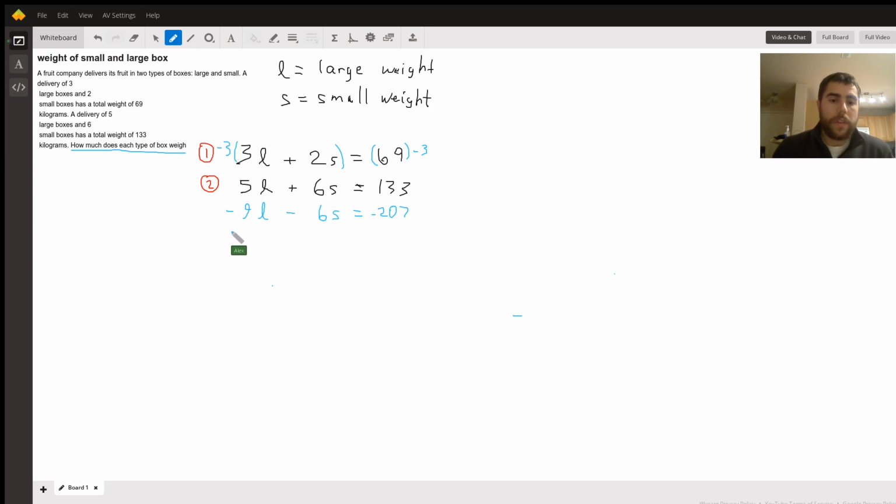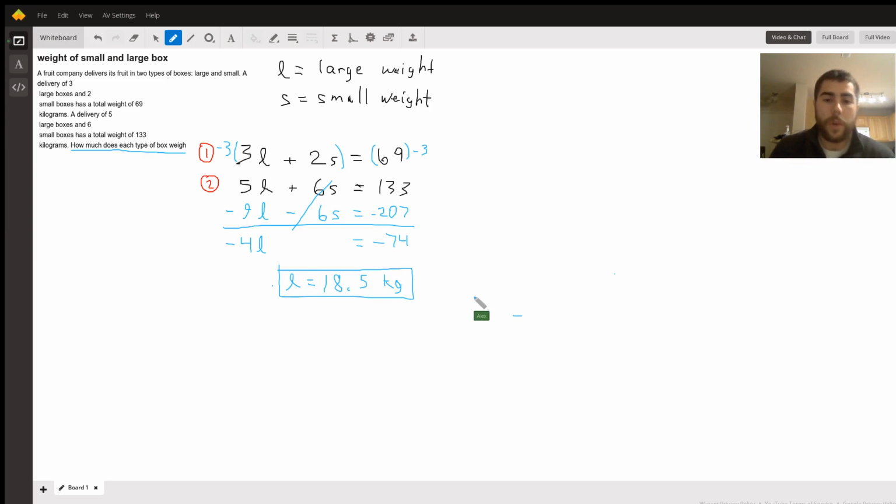Basically what you're doing is just adding these 2 equations together. You can see I used this factor because I could tell it was going to allow us to eliminate the S variable when we add them together. So all we're left with is -4L equals 133 minus 207, which is -74. From there it's pretty simple to solve for L. L is just going to give us 18.5 kg. So that's our larger weight.